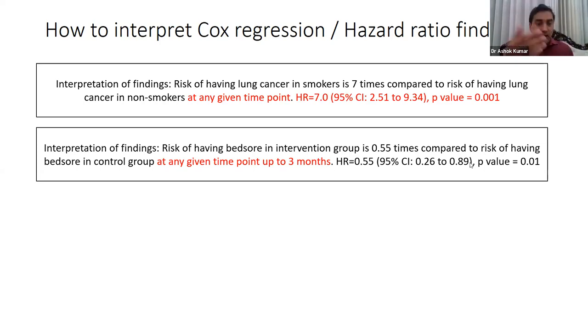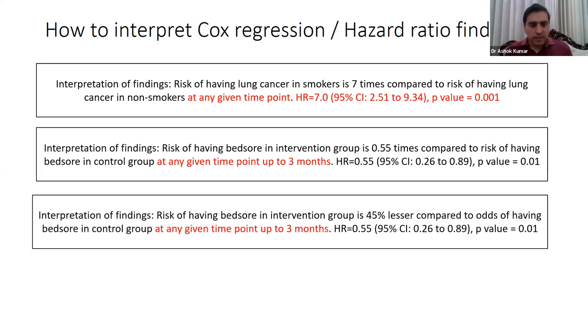And how can we interpret in a third way? We can say this is the interpretation of the finding: the risk of having bed sore in the intervention group is 45% lesser compared to the control group at any given time point up to 3 months. So we can interpret this finding according to this also.